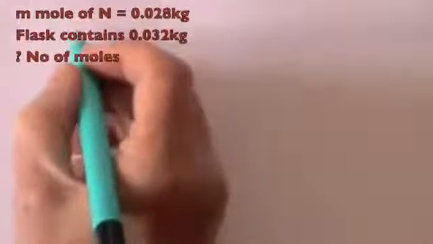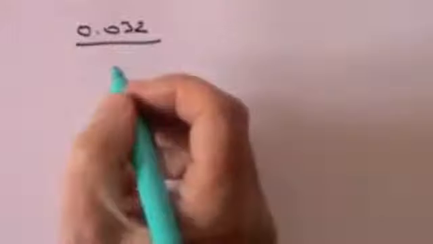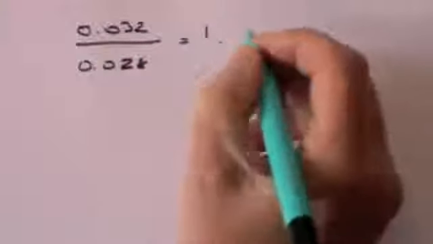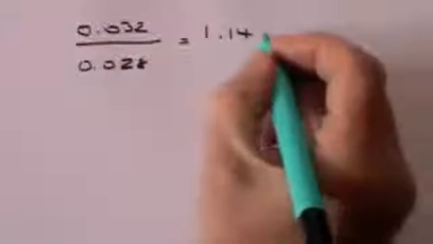Question 1. The mass of a mole of nitrogen is 0.028 kilograms. A flask contains 0.032 kilograms. How many moles are there? Well, this is very easy. You just take the mass of the nitrogen, which is 0.032, and divide it by the mass per mole, which is 0.028, and that will give you 1.14 moles.